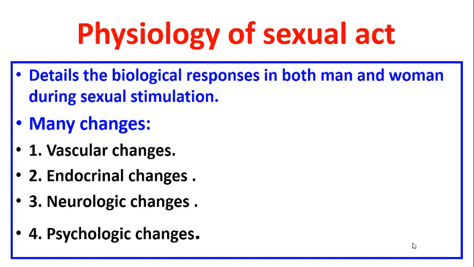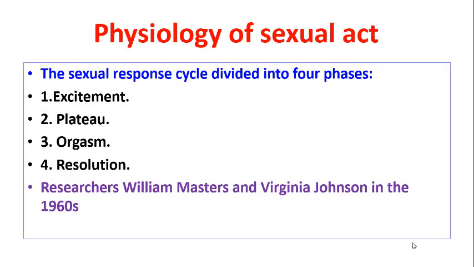The physiological sexual response cycle includes all biological responses that occur in both man and woman during sexual stimulation. This includes vascular changes, endocrine changes, neurological changes, and psychological changes. These changes were described by William Masters and Virginia Johnson in the 1960s, who classified them into 4 phases.